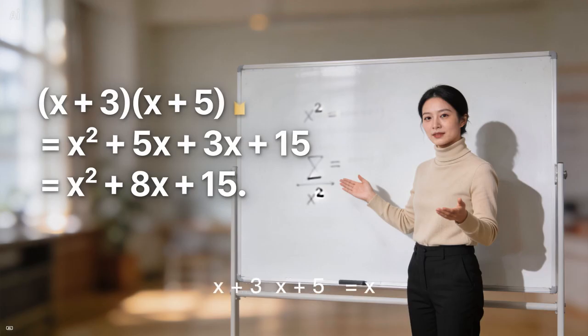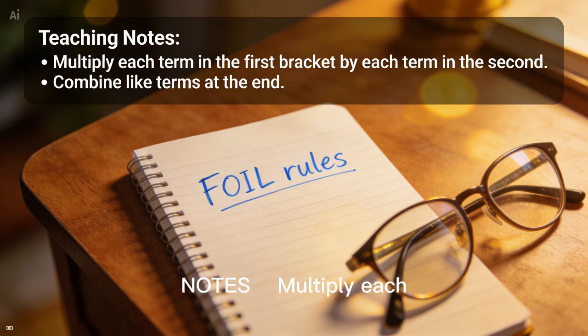For example, x plus 3 times x plus 5 equals x squared plus 5x plus 3x plus 15 equals x squared plus 8x plus 15. Notes. Multiply each term in the first bracket by each term in the second. Combine like terms at the end.